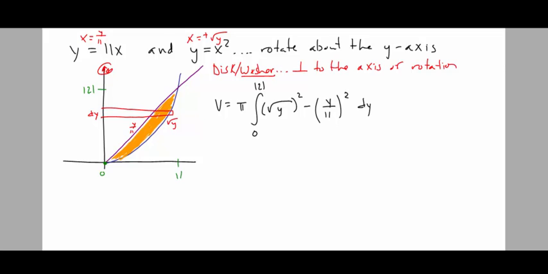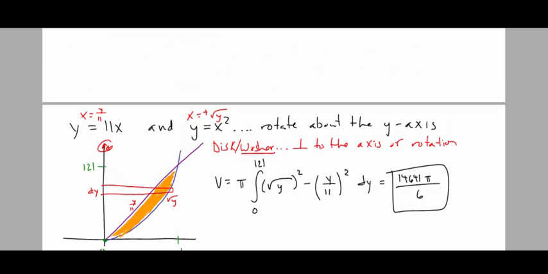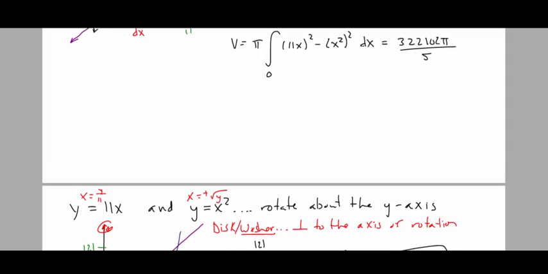Now if you go through and actually integrate and evaluate this into exact form, meaning in terms of pi, this ends up being 14,641 pi over 6. So if you want to double check that, you can. One thing I'd like you to note is these are different answers. So notice up here my volume, because these are volumes, so these are units cubed, was much larger.